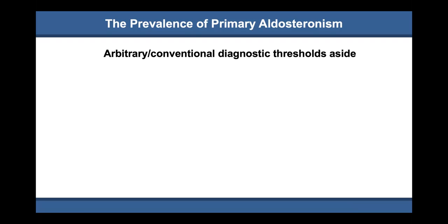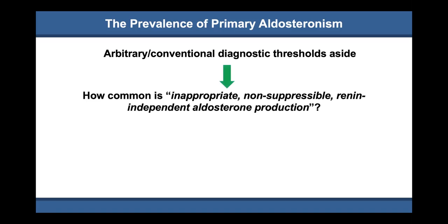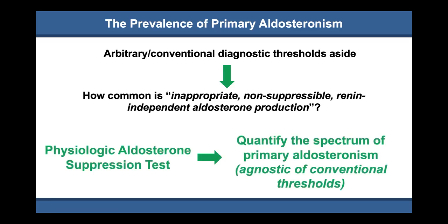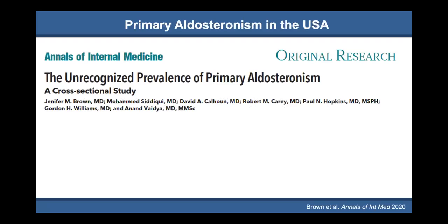So for a moment, let's put aside arbitrary or conventional diagnostic thresholds. Let's ask ourselves, how common is inappropriate, non-suppressible, renin-independent aldosterone production? That is, the fundamental concept of primary aldosteronism. How common is it? And we can do this by trying to turn aldosterone off. Let's do an aldosterone suppression test to turn aldosterone, renin, and angiotensin II off, and then quantify the spectrum of primary aldosteronism, regardless of conventional thresholds. There are many studies that have done this. I'm just going to share with you one recent one that we did.